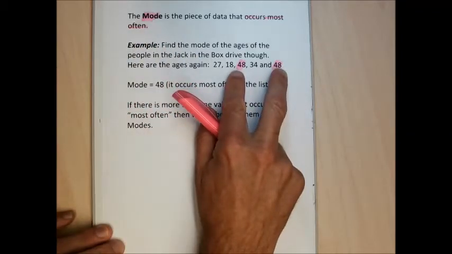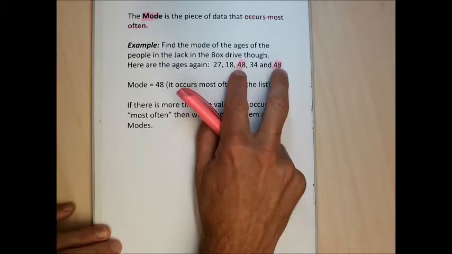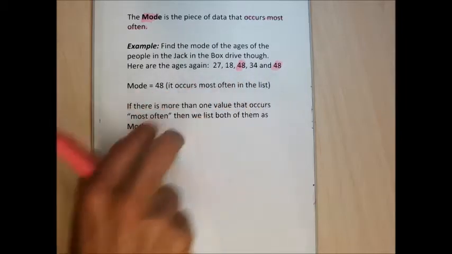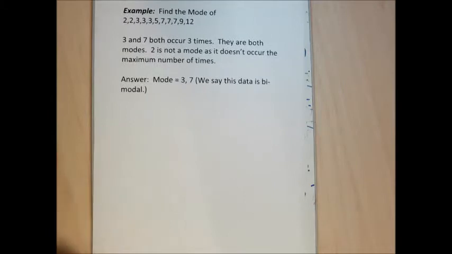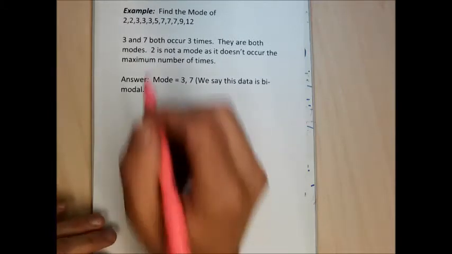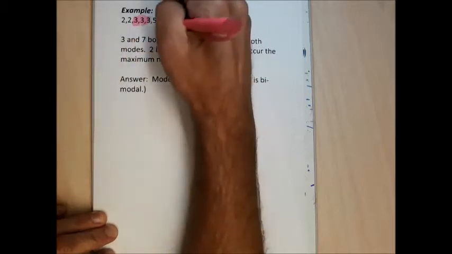Best case scenario, if you're given a set of data, there's one individual number that occurs more than any of the other numbers, and that's going to be the mode. That's the case here. 48 is considered the mode because it occurs twice and all the other numbers occur once. If I give you this set of data and ask you to find the mode from it, I look for the numbers that occur most. I see 2 2s, 3 3s, 1 5, 3 7s, 1 9, and 1 12.